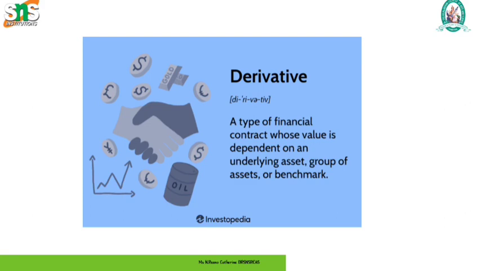of assets, or benchmark. A derivative is set between two or more parties that can trade on an exchange or over the counter. These contracts can be used to trade any number of assets and carry their own risk. These financial securities are commonly used to access certain markets and may be traded to hedge against risk.